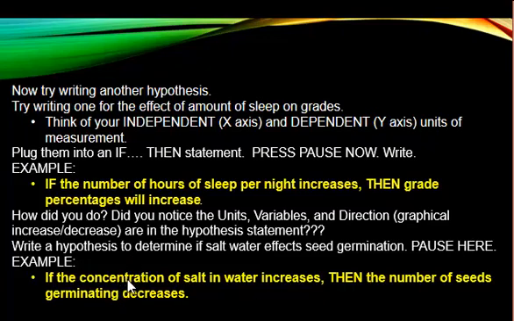So, I have concentration, that's my variable, and the unit would be percent. And that's my direction. Then I have the number of seeds, that's just a count, that's my unit. And germination of seeds is my variable, and decreases is my direction.